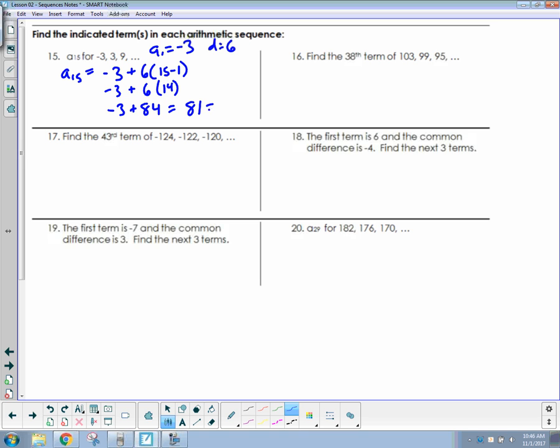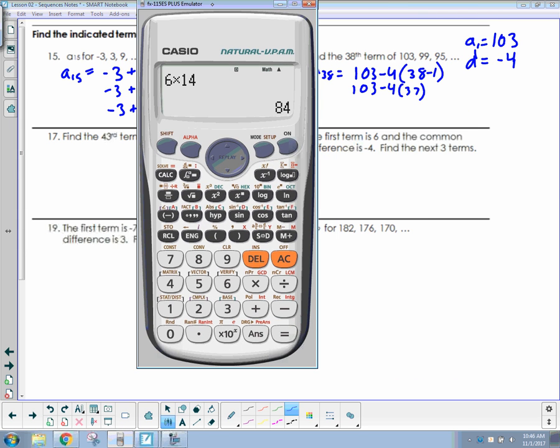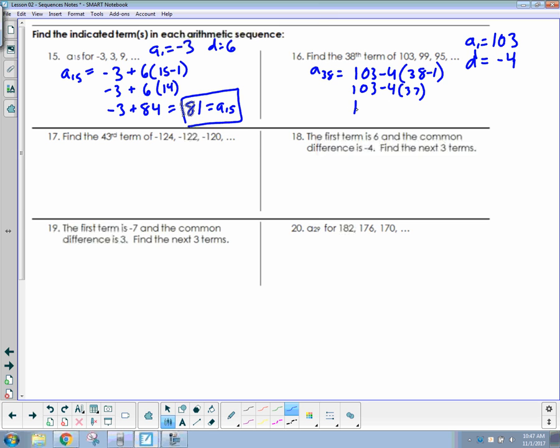So again, I would list important information. First term is 103. The difference here, let's see, looks like we're subtracting 4 every time. So plug it all in. 38, so we're going to go a_38. Put 103 minus 4, parentheses, 38 minus 1. So that'll be 103 minus 4 times 37. I don't know what 4 times 37 is, so I'm going to pull my calculator out. Negative 4 times 37, and we get negative 148, excuse me. It's 103 minus 148. We get negative 45.